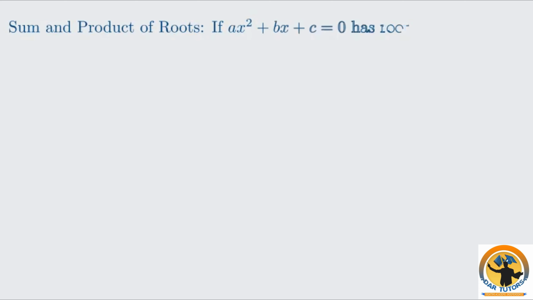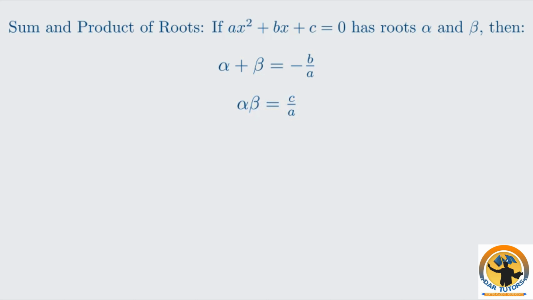There's a fascinating relationship between the roots of a quadratic equation and its coefficients. If we let the roots of ax squared plus bx plus c equals 0 be alpha and beta, then the sum of the roots, alpha plus beta, is equal to negative b over a. And the product of the roots, alpha times beta, is equal to c over a.